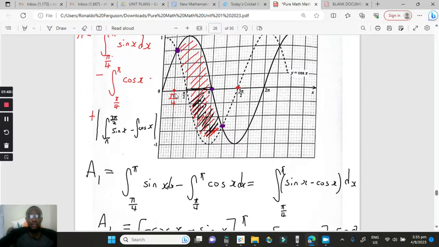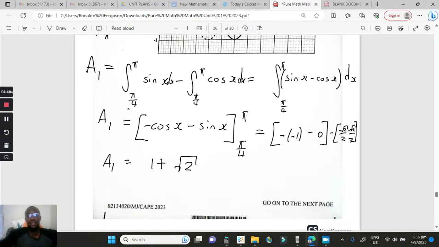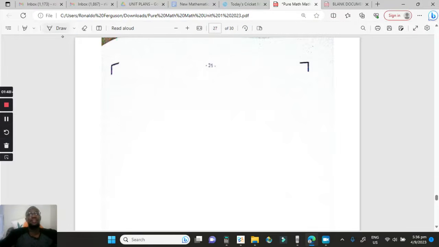So integrate from pi by 4 to pi, yes. Good to go. Now in this black region, we need this piece. So we have to work out now this minus of that, then we take the modulus. Key thing, we take the modulus.